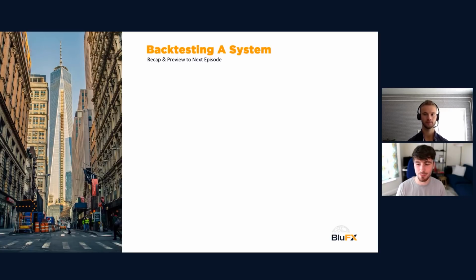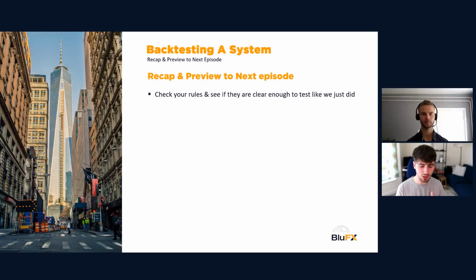As always, we're going to do a bit of a recap now and a preview to the next episode. First things first, check your rules and see if they are clear enough to test, like Cass just did in fact. Now, Cass kind of took the reins with the charts, but this is all about defining those rules. We took you across two different approaches, okay? We took a mechanical approach and we took a slightly discretionary approach, discretionary meaning that you have something up to your judgment, but you need to be consistent within that rule.